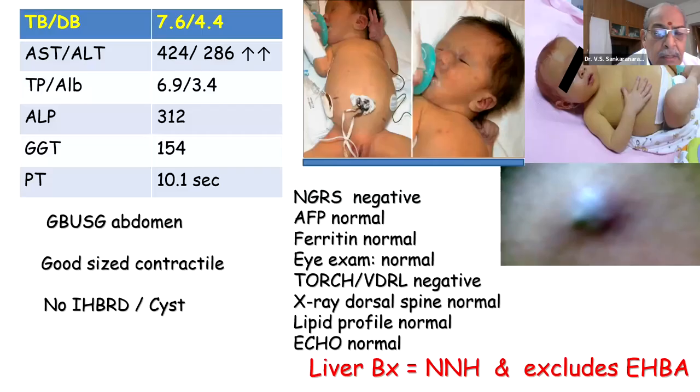Now, when you do your liver function test, the serum bilirubin is high, predominantly conjugated. The transaminases are high, the cholestatic enzymes are moderately raised, and prothrombin time, unless it is liver cell failure, is normal. So we try to do other etiological workup: non-glucose reducing substance negative, alpha fetoprotein normal, ferritin normal, eye examination for cataract and retinitis normal, TORCH infections negative, X-ray dorsal spine for Alagille, butterfly vertebra normal, lipid profile for cholestasis normal, echo normal for associated malformations. So we did a liver biopsy which turned out to be neonatal hepatitis, and this excludes extrahepatic biliary atresia.